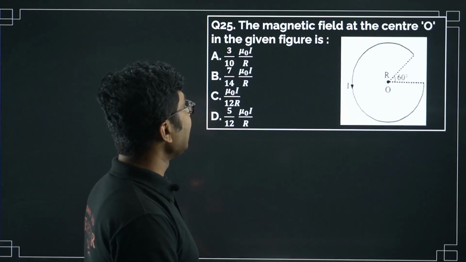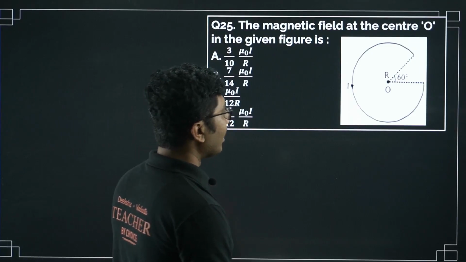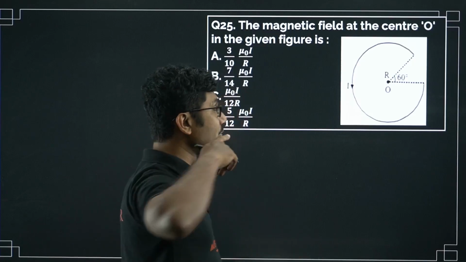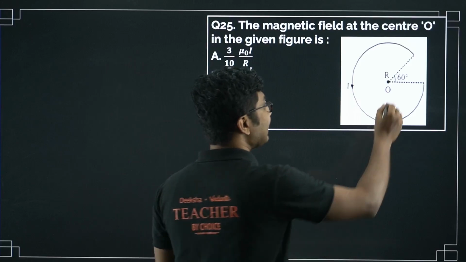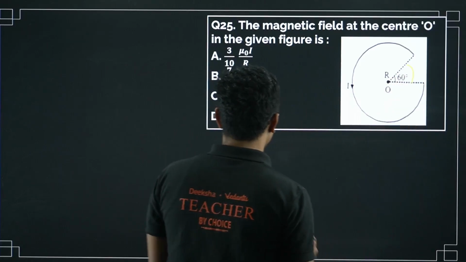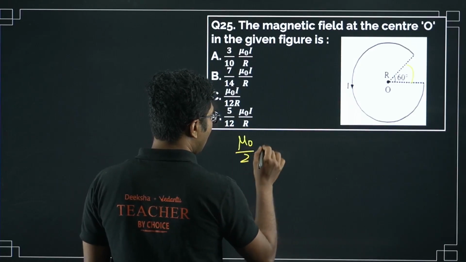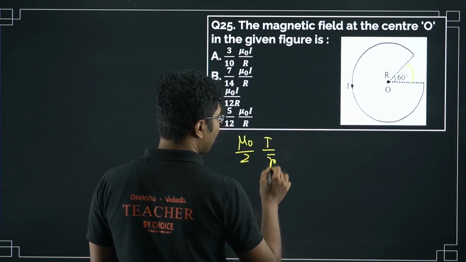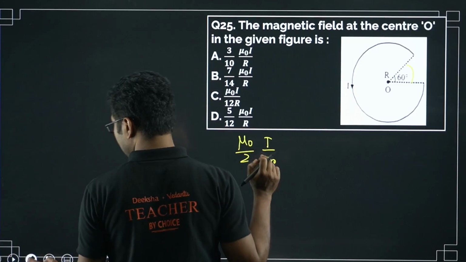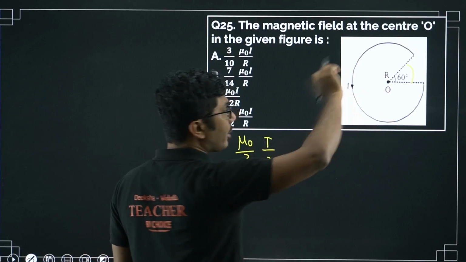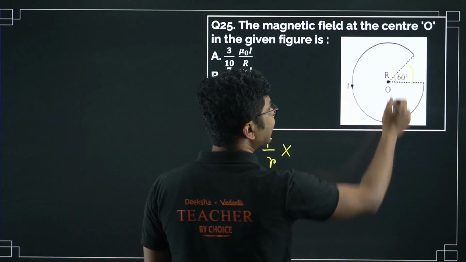The magnetic field at the center O in the given configuration is... So here it is similar to that one problem we solved. In that case the angle was 90 degrees, here the angle is 60 degrees. So the formula is the same, that is mu naught by 2, I by R, the magnetic field at the center of a coil, right? Now here we have 60 degrees.